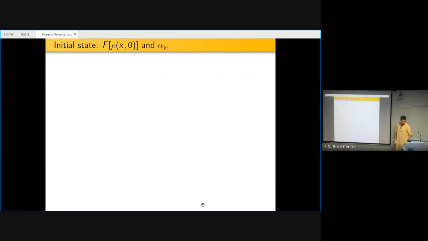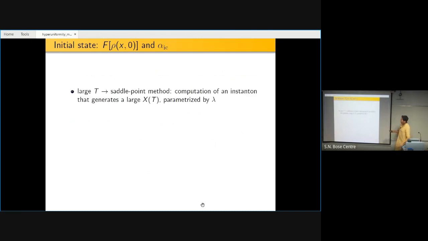What we are going to do is take this large T limit, then do a saddle point calculation to compute an instanton. These are just names. The instanton here is the solution that minimizes the action. So that is what the instanton is, and this is the density field that we are after. We need the instanton that generates a large value of x_T, and that large value will be parameterized by the values of the Lagrange multiplier lambda.